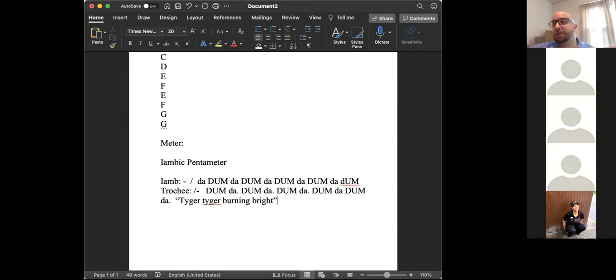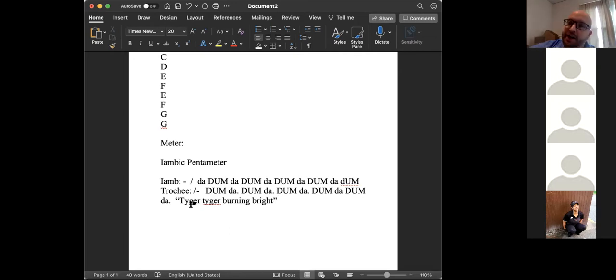His opening lines to his poem, The Tiger, is "Tiger, tiger, burning bright." Well, so tiger is a two-syllable word, right? You might say, why did you spell tiger this way? That's not a mistake. That's how he spells it in the poem.